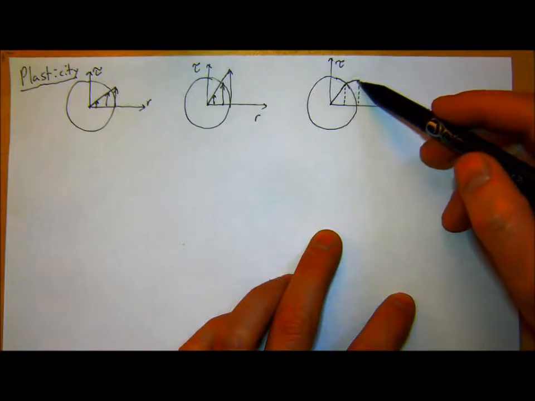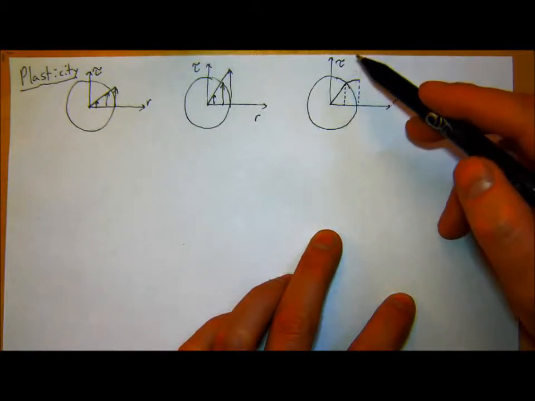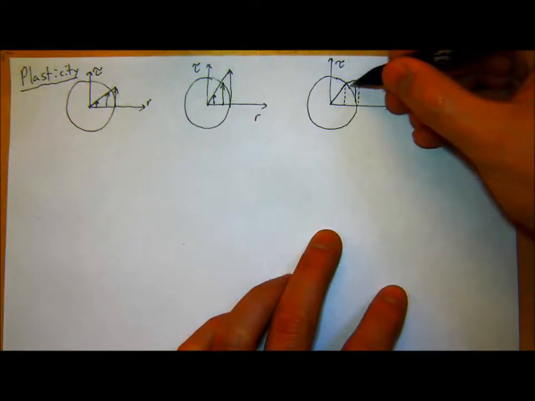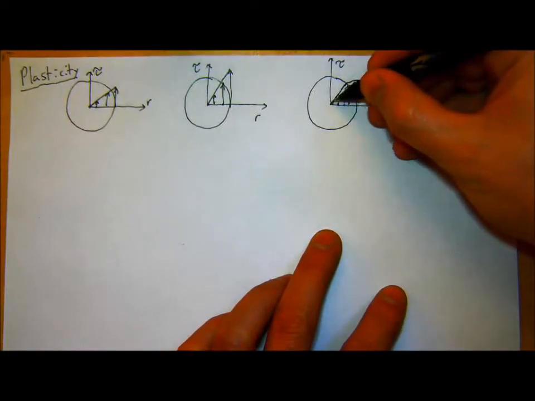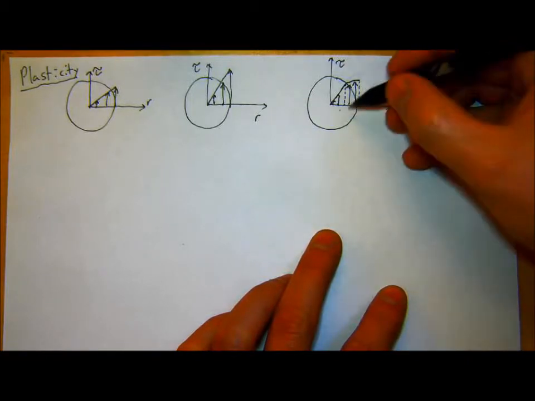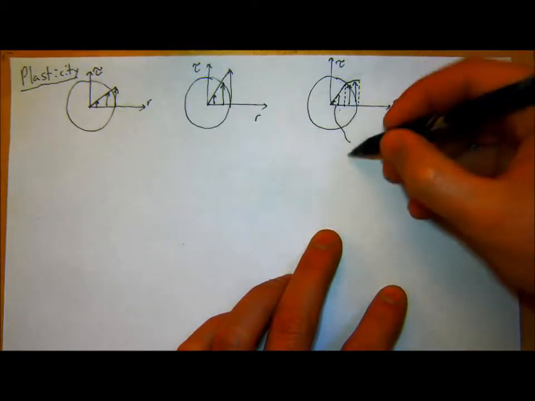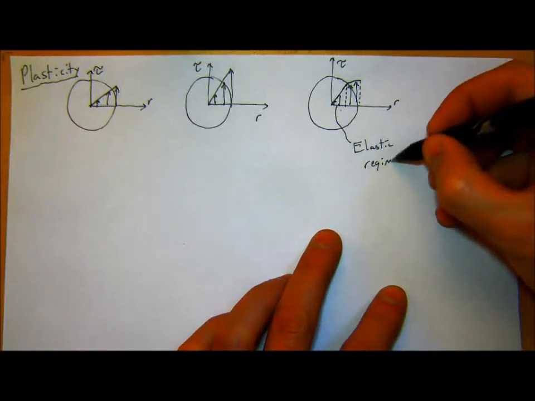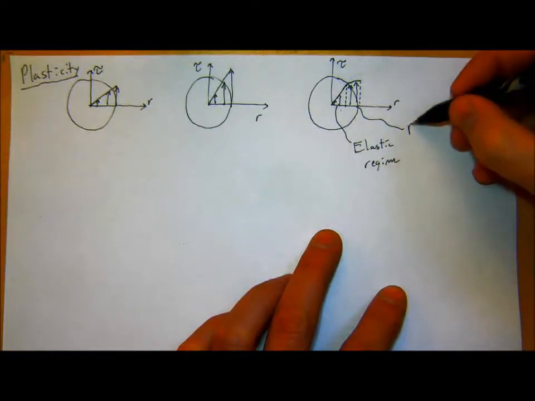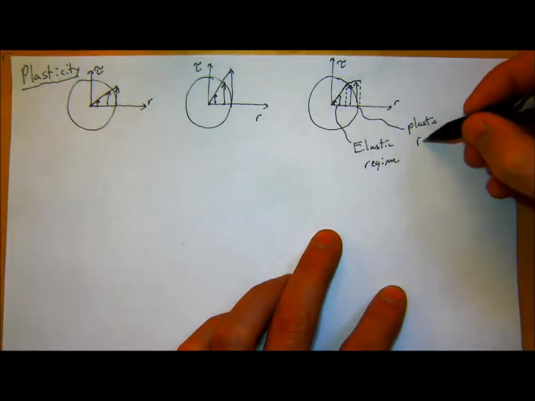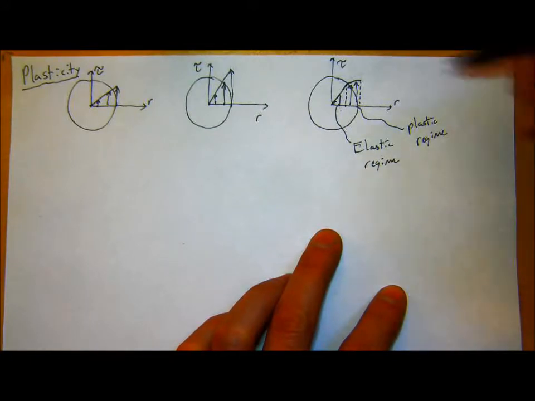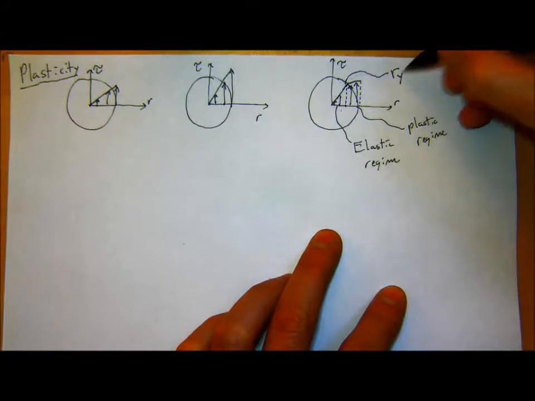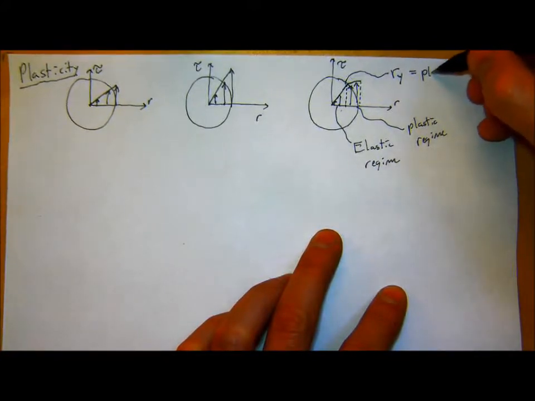So inside here now, this is an elastic regime. This is now a plastic regime. And there's some critical point, Ry, which is the plastic radius. So there's some critical radius where that starts to happen at.